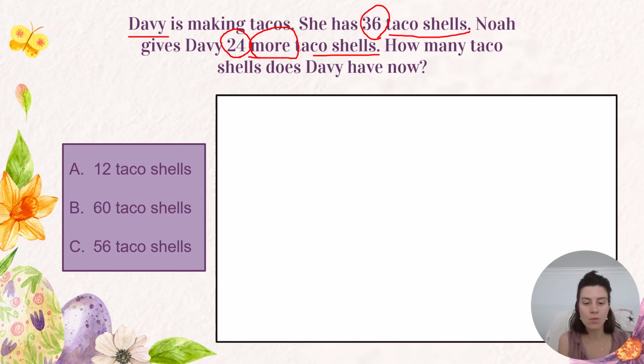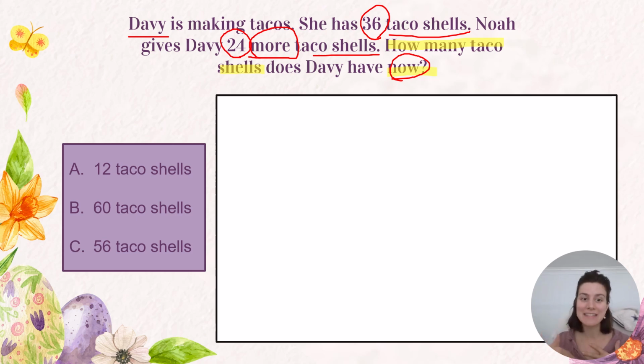Now I'm going to highlight what my question is asking me. My question says, how many taco shells does Davy have now? And I'll also circle that word now. When we see words like more and now, like we said in our previous slides, those words tell me that I need to add. If Davy has 36 taco shells and Noah gives her 24 more, I'm not taking away 24 taco shells from 36. I'm adding to that amount.